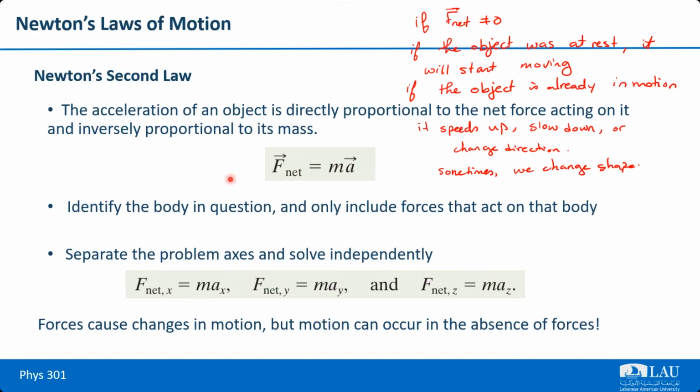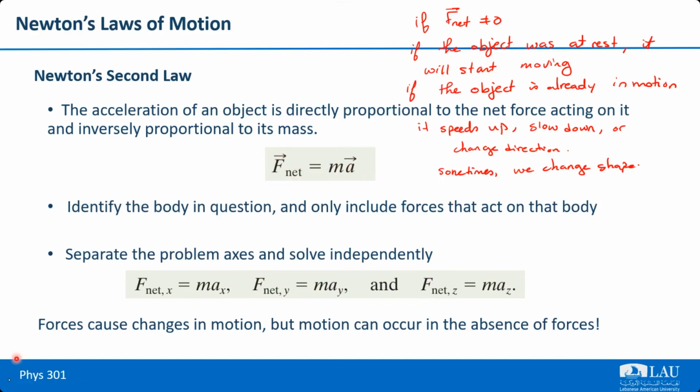Another thing I want you to see in this equation is F net is a vector and A is a vector, M is a scalar. This implies that the acceleration and F net have the same directions. So if F net is to the right, the acceleration of the object must be to the right. Also, the mass is always positive, so they can't even be opposite to each other. A and F net will always have the same direction.